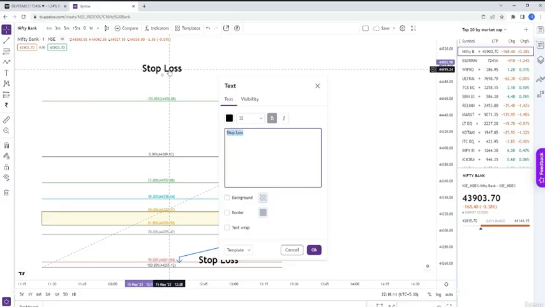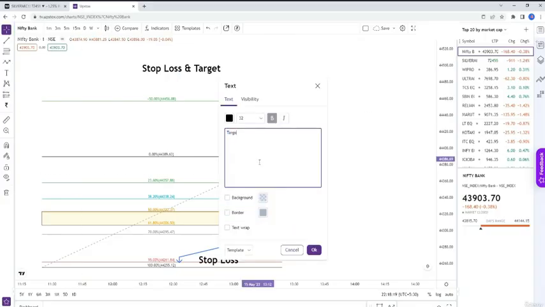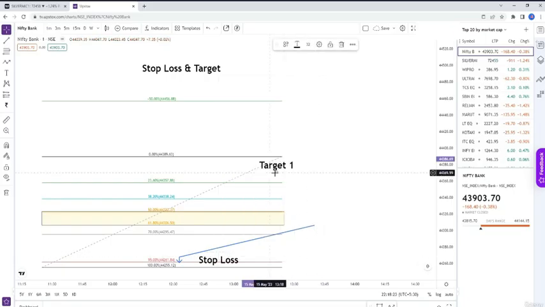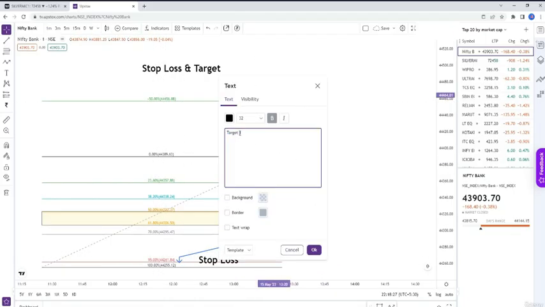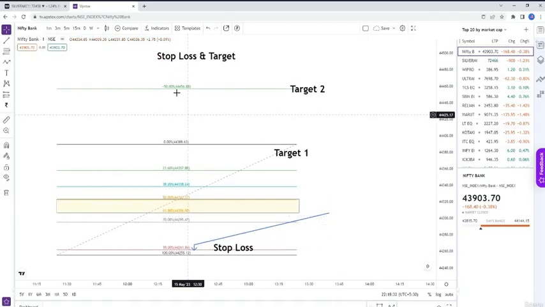Stop loss and target, where will be our target? So your 0% will always be your target one, and your minus 50% will be your target two, always. Let's say a scenario, you bought two lots.